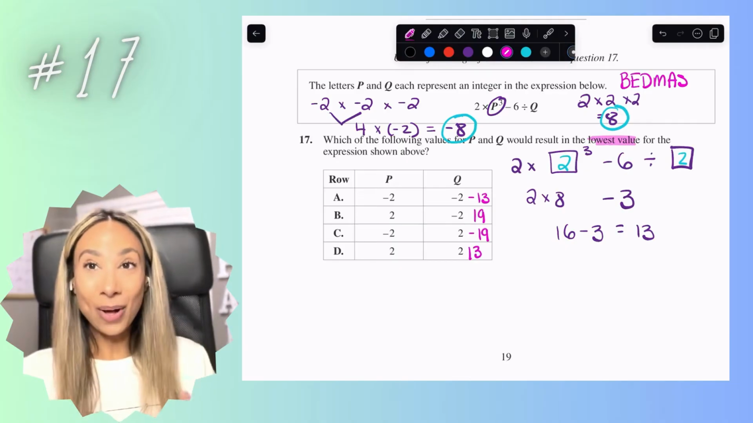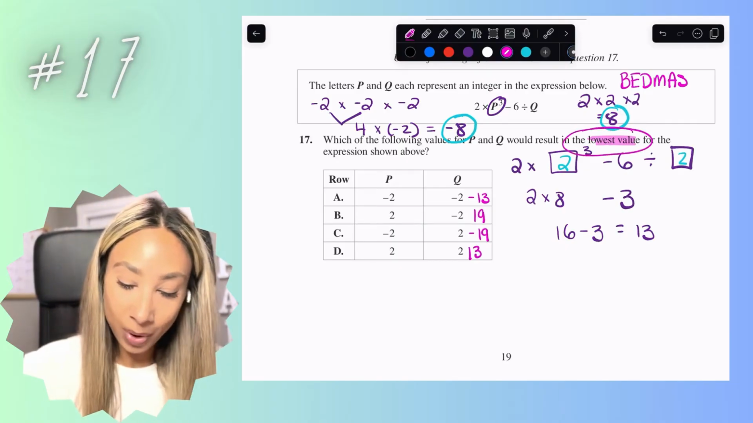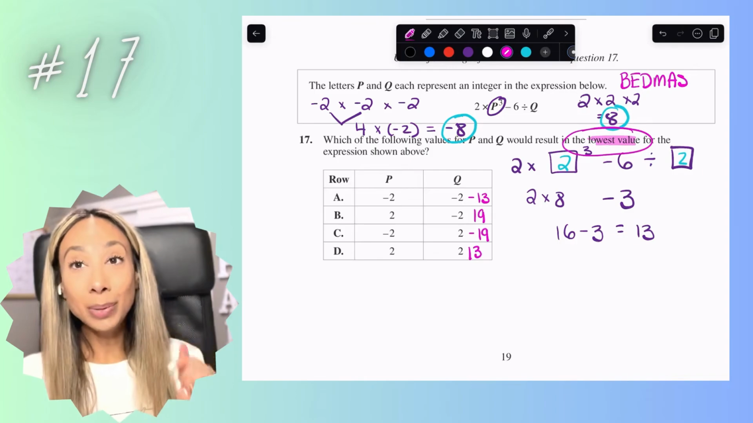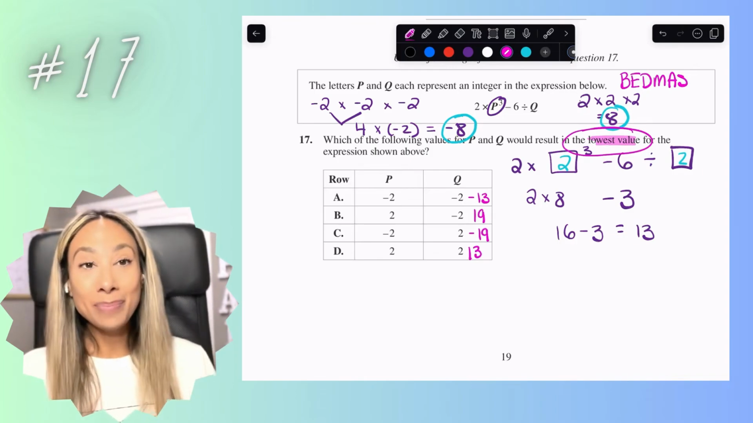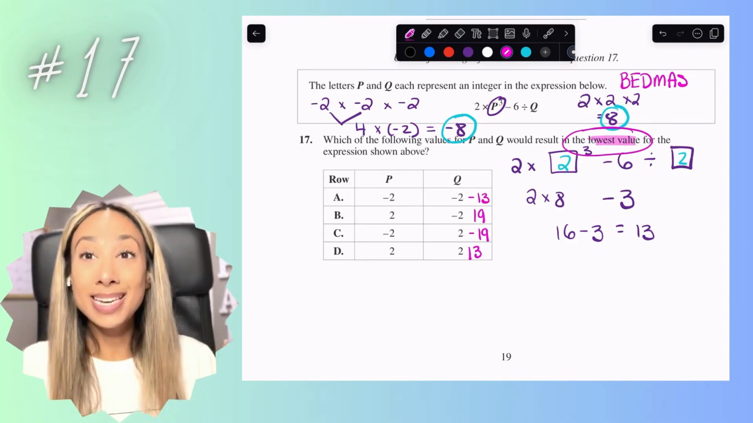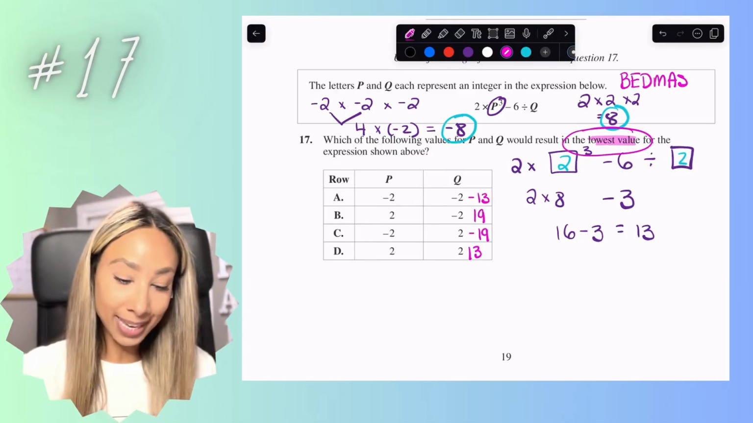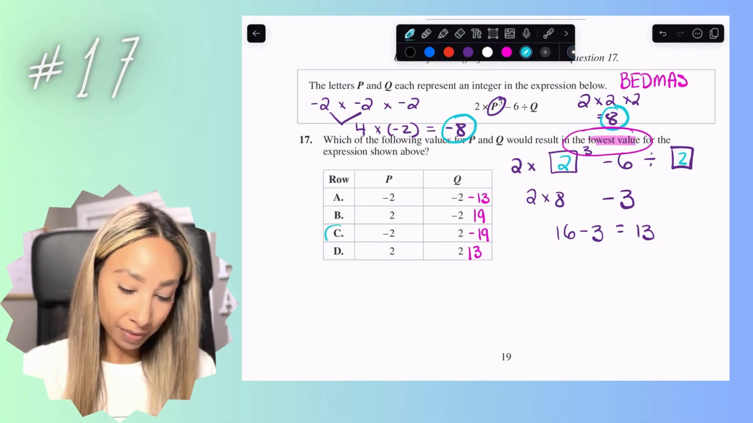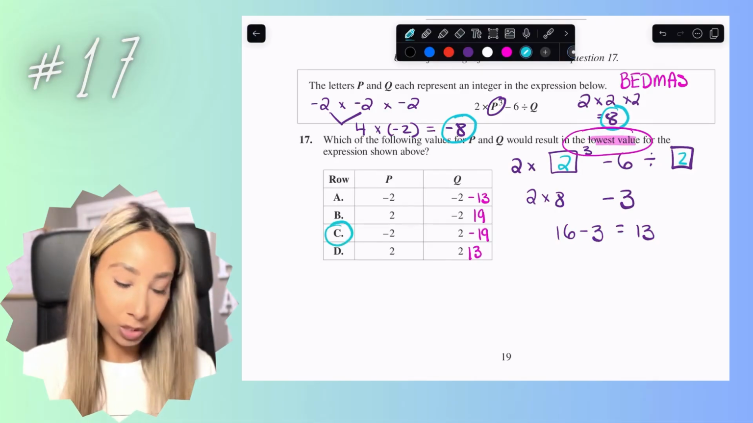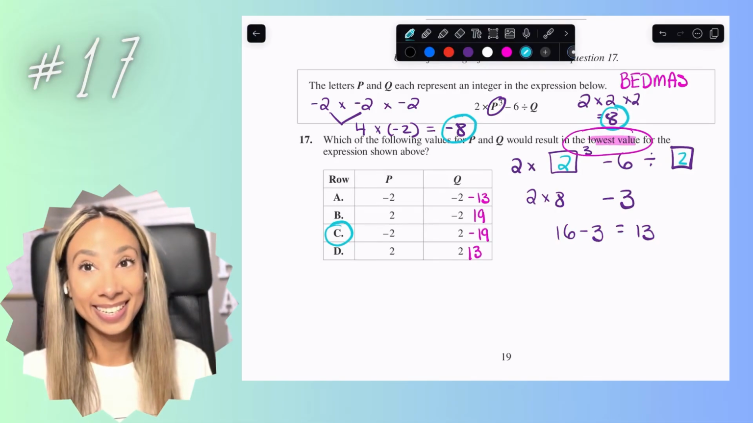Now, what can also be tricky about this question is we want to know the lowest value. So we need to be really clear that the lowest value means the most negative number, the one that's furthest away from 0. So in this case here, our number that's furthest away from 0 is going to be option C. So our answer for this is C.